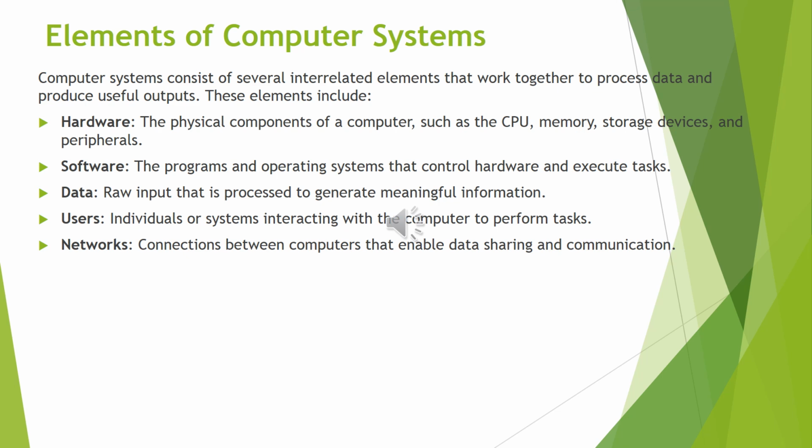Then we look at data. Data is said to be a raw fact. Data is a raw fact, something that doesn't have a complete meaning. So that is data. Then we look at the users. This refers to the individuals or systems that interact with the computer to perform tasks. In some cases, users can be individuals. In other cases, computers are also the users. For example, we look at automated cars. These cars are being controlled by systems. So the system can be the user as well.